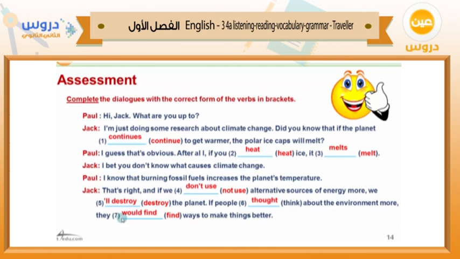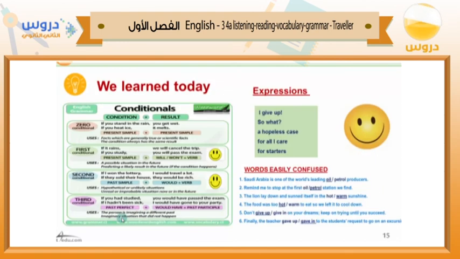And here are the answers for you. And finally, what we have learned today. We talked first about some expressions that we can use, like give up. It's like you surrender. What about when something is not very important? A hopeless case, someone you cannot change his mind. For all I care, and for starters. And also we had a bunch of words that are easily confused, so we don't know their meanings exactly, like oil and petrol, hot and warm, give up and give in.